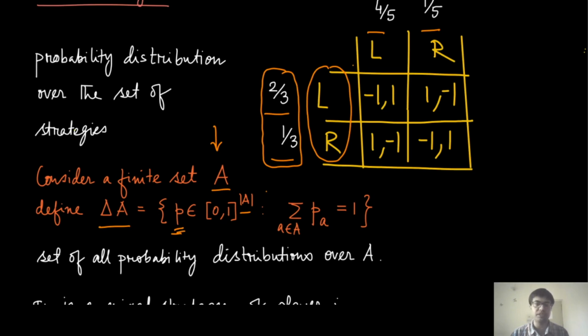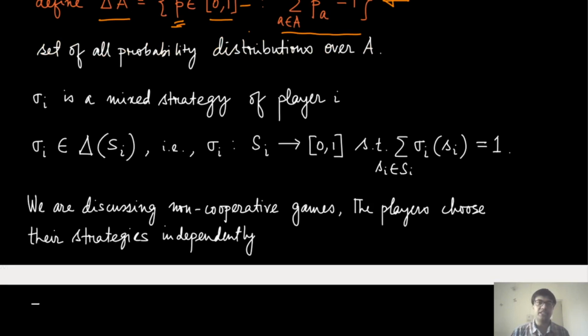And each of those entries in that vector is going to be filled up by some number which lies between 0 and 1, with the additional constraint that when you take the sum of all the components of this vector, it will be equal to 1. So that is the standard definition of any probability distribution. Now, when we define a mixed strategy, it is nothing but a probability distribution over the strategy space of a player. So sigma i, we will call that a mixed strategy of player i, and we will denote that as sigma i belonging to delta of S i.